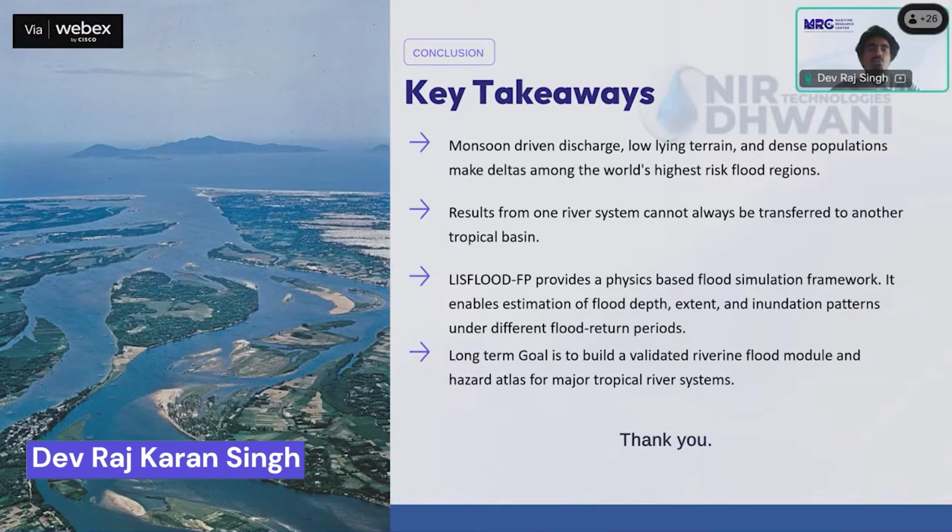All right, so to conclude, I would just like to say that our long-term goal is to contribute to a validated riverine flood module that can take care of the localized conditions that are unique to the major tropical river systems.